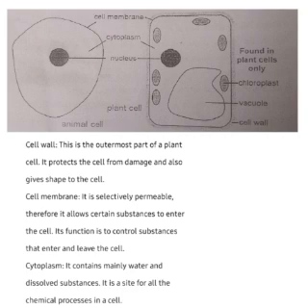Then, for the cytoplasm, which mainly contains water and dissolved substances, what you need to know is that it is a site for all the chemical processes in a cell. All the chemical reactions in a cell take place in the cytoplasm. So that's a function.